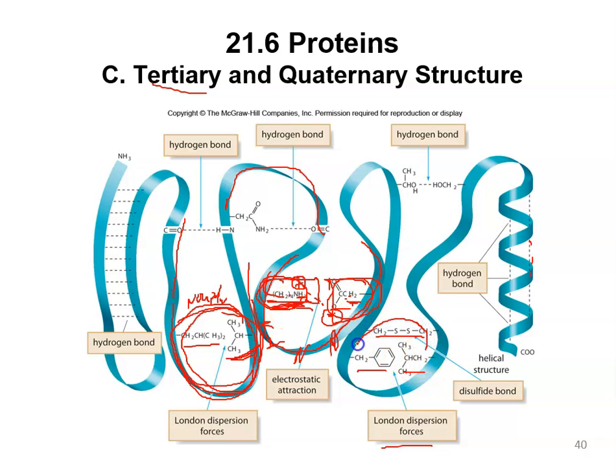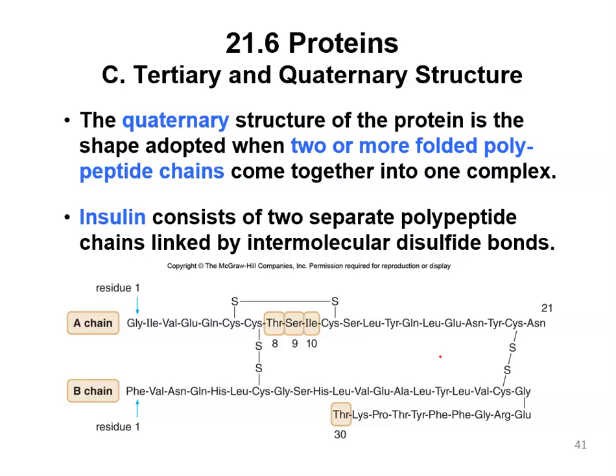Maybe it lost a few of these amino acids, and I don't have a fold here anymore, so it might be straight. Because of that, the protein is not as strong as it used to be back when you were younger. And we'll talk about that in later chapters when we talk about our DNA and how it codes for these amino acids and these proteins. That's just kind of a heads up.